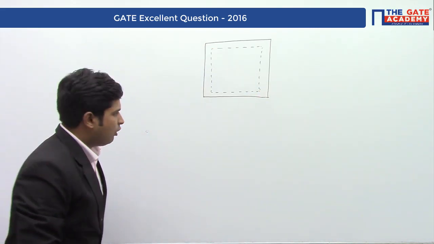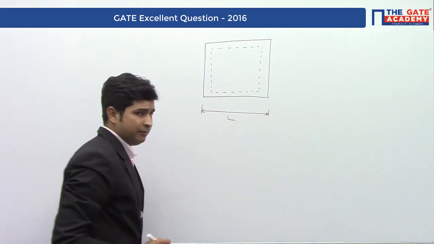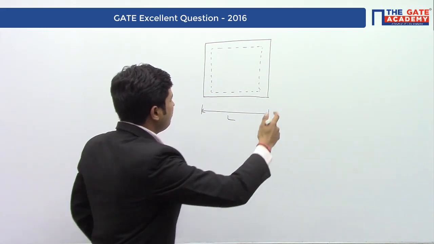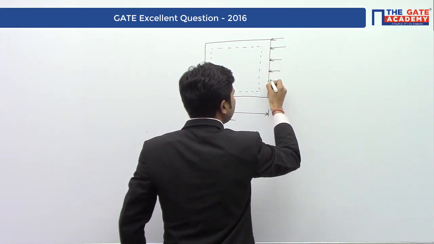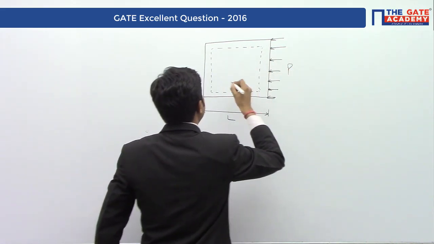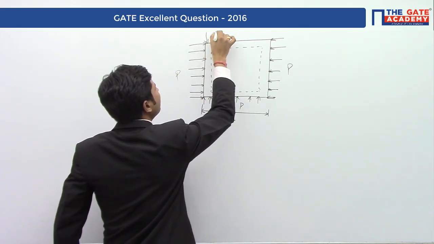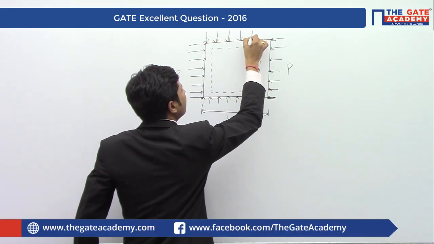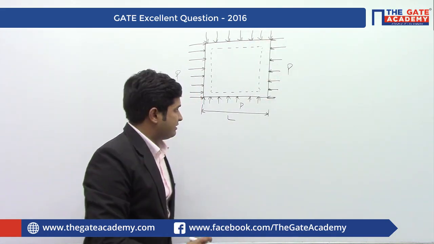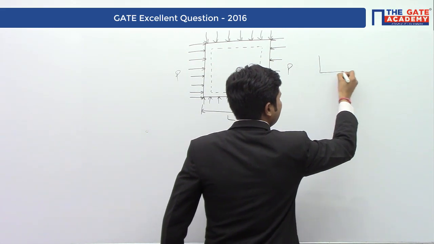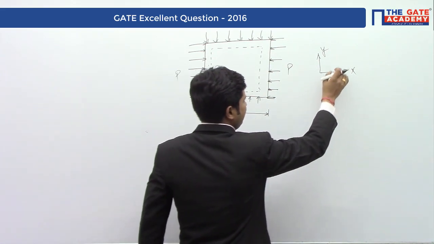So this is the square plate of length L. It is subjected to uniform pressure P along both the edges. So this is pressure P along both the edges. Let's assume this direction as the X direction and this direction as the Y direction. These are the two directions, X direction and Y direction.